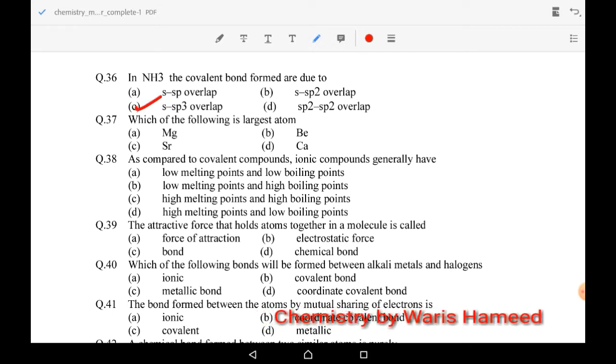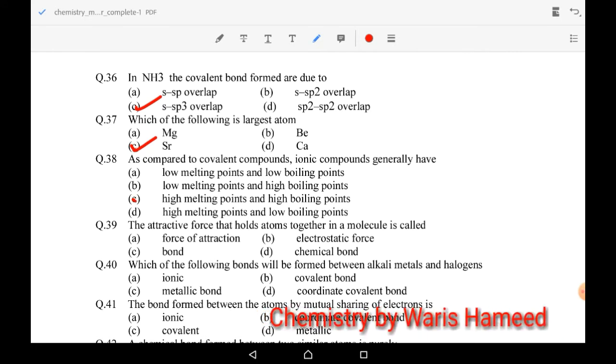Which of the following is the largest atom? It's strontium, Sr. Sr is the largest atom among all these. As compared to covalent compounds, ionic compounds generally have high melting and high boiling point.